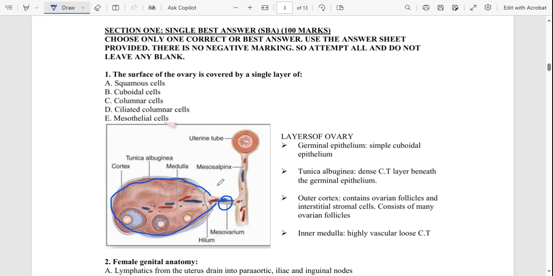The ovary has other layers, so the outermost is going to be the same germinal epithelium. The inner layer is going to be the tunica albuginea, which is made up of dense connective tissue. And then you are going to have the cortex, and then the medulla, which has a lot of blood vessels. So the answer is cuboidal cells.